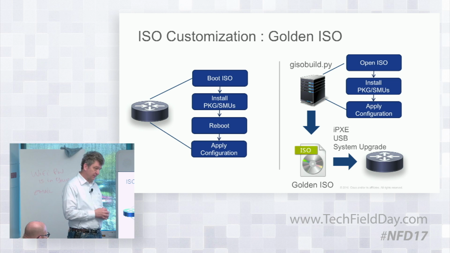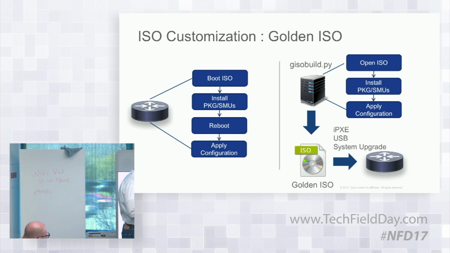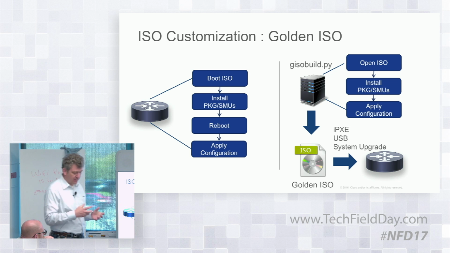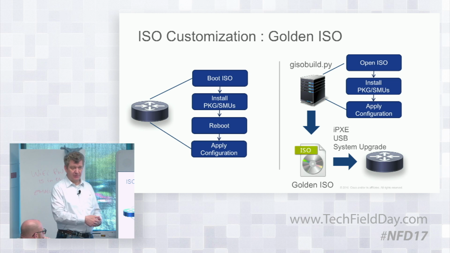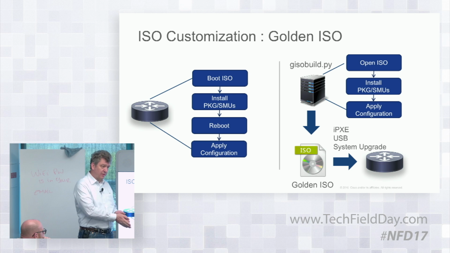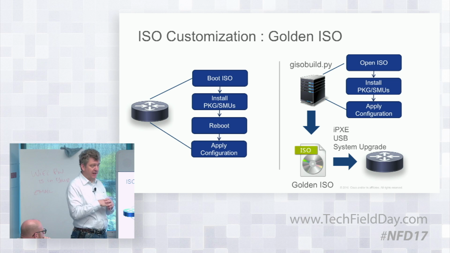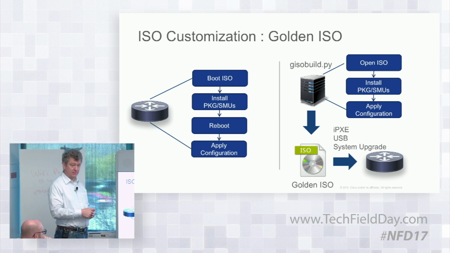Now, you can do that in parallel. In parallel, we provide on GitHub a Python application. We call it the Golden ISO Builder. With that, on any Linux system, you just need a set of requirements. You have to have a set of packages installed prior to that. You can open the ISO, pre-install all your SMUs and packages or your third-party applications if you have to, apply a configuration candidate, and then repackage it inside the ISO. And then you can deploy that image, which is now tailored for your specific needs.